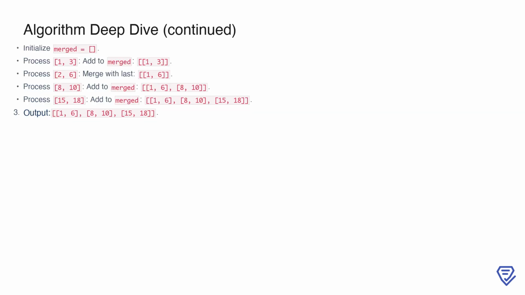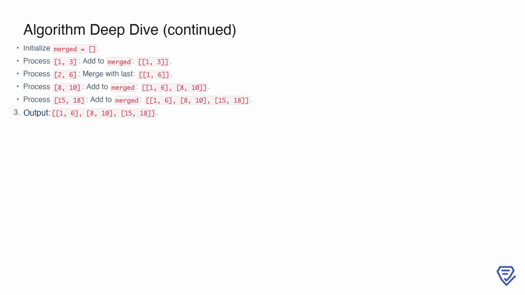Consider the input intervals [1,3], [2,6], [8,10], [15,18]. First, we sort the intervals, which in this case are already sorted. We then initialize an empty list, merged. Processing begins with the first interval, [1,3], which is added to merged, resulting in [1,3]. Next, we process [2,6]. Since it overlaps with the last interval in merged, we merge them by updating the end value to 6, resulting in [1,6].